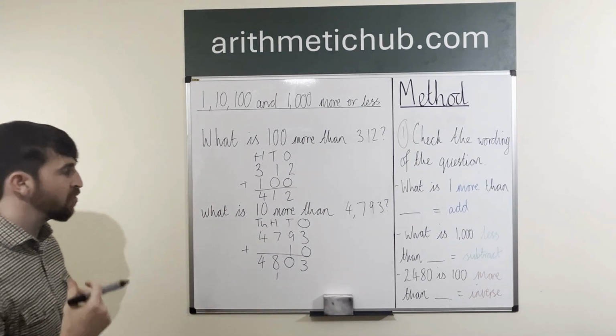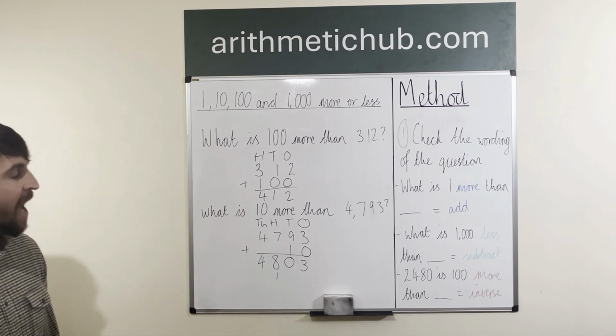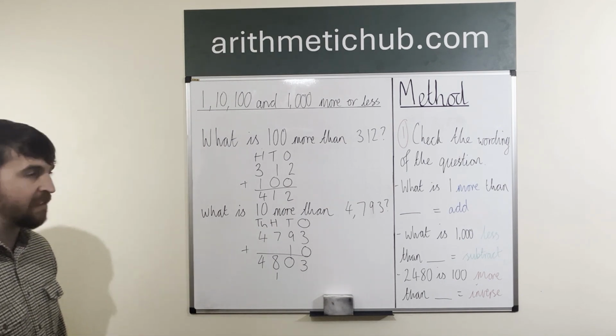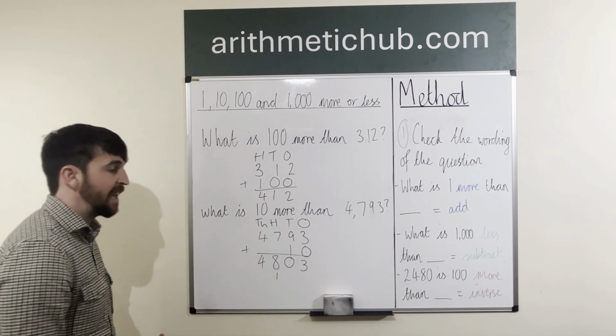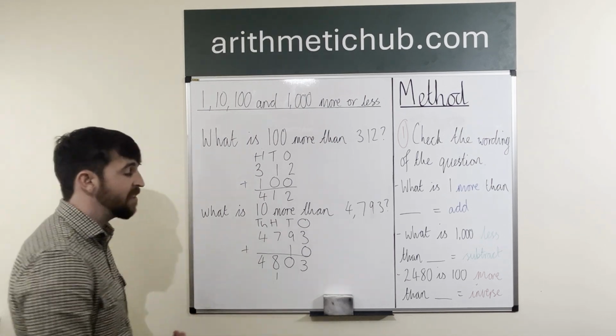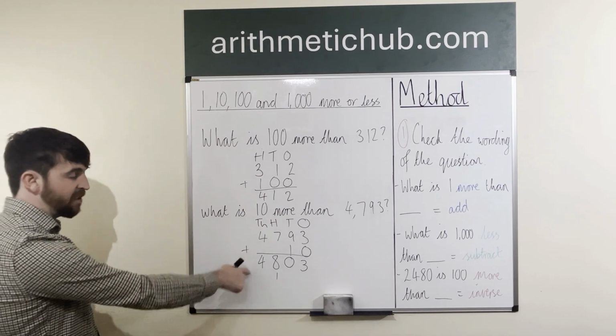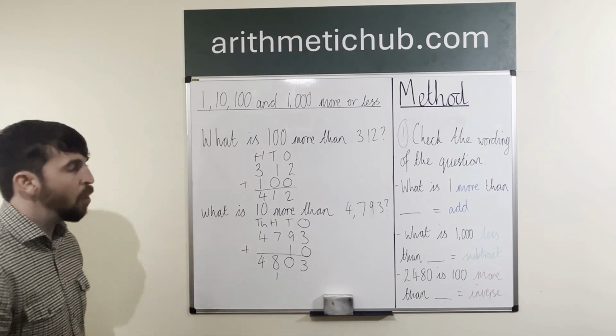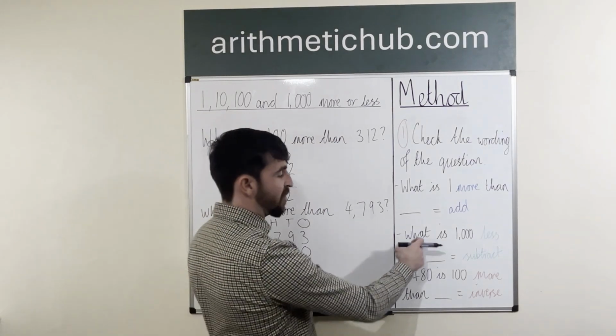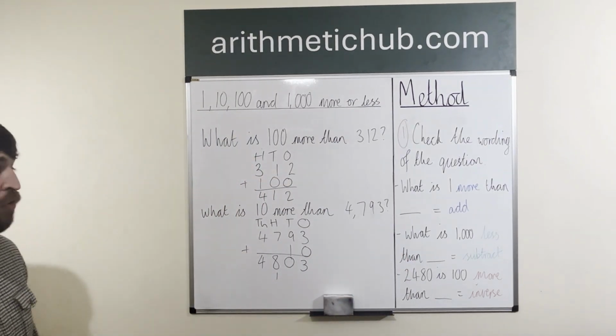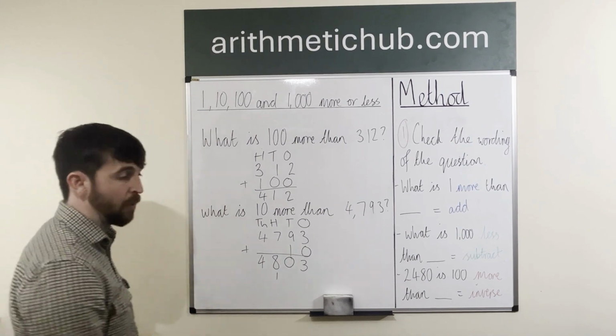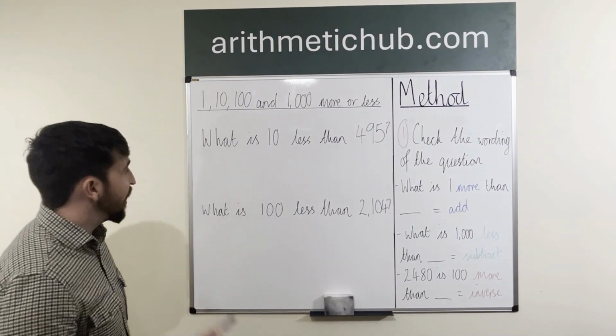We can check to see, does that make sense? Well, what is 10 more than 4,793? 4,803. Is it more than 4,793? Yes. Have we added 10? Yes, because we can check it there. Okay, let's move on to this next one, which is going to be what is 1, 10, 100 or 1,000 less than, okay? Okay, so let's have a look at this part of it then.